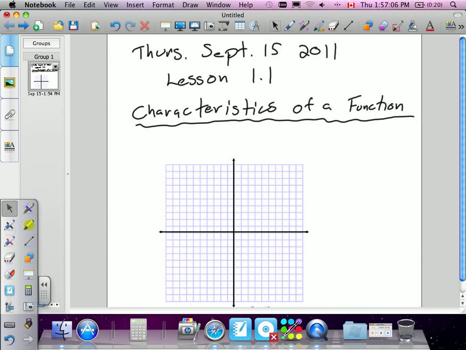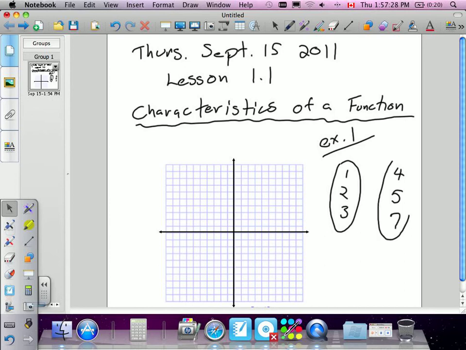A function can be described in many different ways. Your book right now has, I think, a first example that deals with an oval shape. We have numbers 2, 3, 4, 5, and 7, let's say. When you get a description like this, what they're trying to give you are actual coordinates.